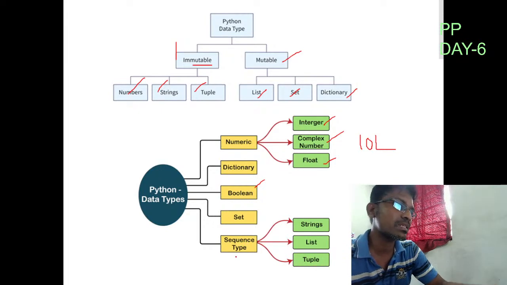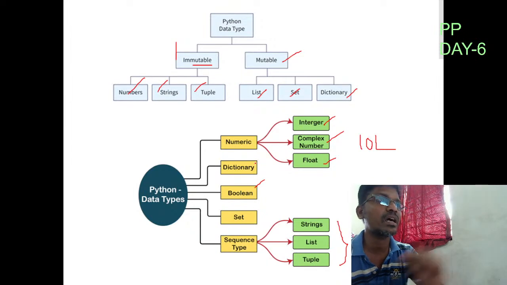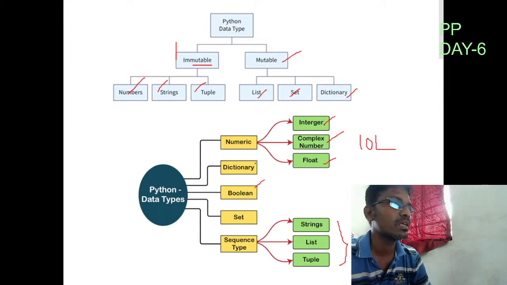In a previous class we also discussed sequence data types like string, list, and tuple. That is called STL. S stands for strings, T stands for tuple, and L stands for list. These three come under sequential data types, and the remaining ones, like numeric, set and dictionary, come under non-sequential data types.